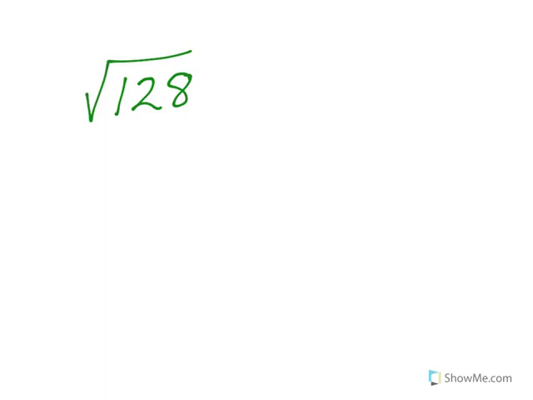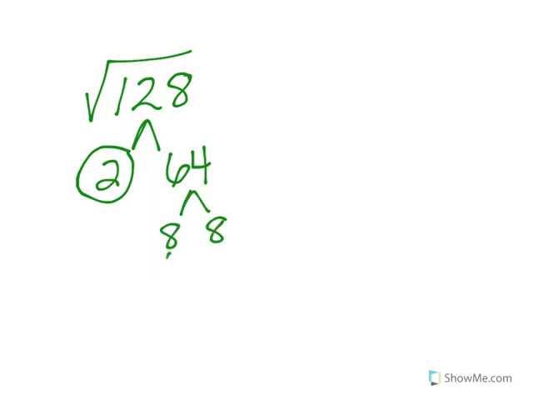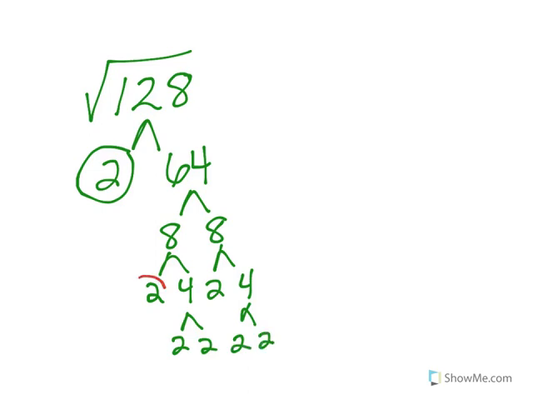Okay, so if you have something that's not a perfect square root, and you look at it and say, hey, this is an even number, the first thing that you should do is divide by 2. So 2 is going to be one of my prime numbers, and then 2 times 64 equals 128. Then you can break it down by 8s, and then 2 and 4, and 2 and 2. And we are only circling the prime numbers. You're not going to circle 4. You're not going to circle 8. You're only circling the prime numbers.